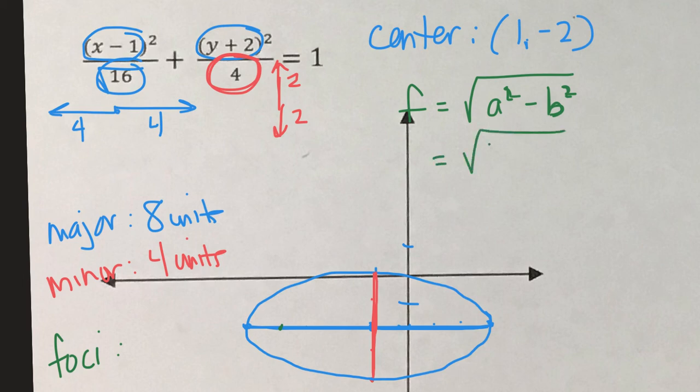So we do the 16 minus 4, which is 12. So the square root of 12 is approximately 3.5-ish. So we would go from our center 3.5 units to the right and put one of your foci, and you would go 3.5 units to the left and put your other focus. I guess these are individually called a focus, but together they are foci. So that would complete your entire graph of your ellipse.